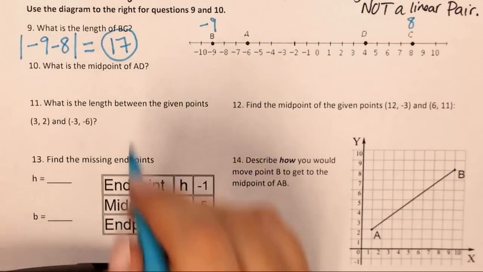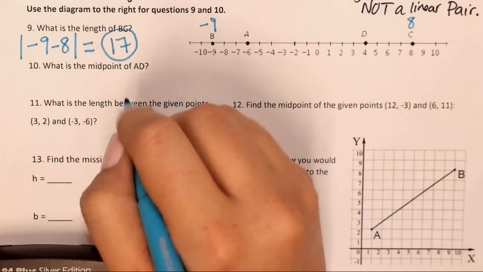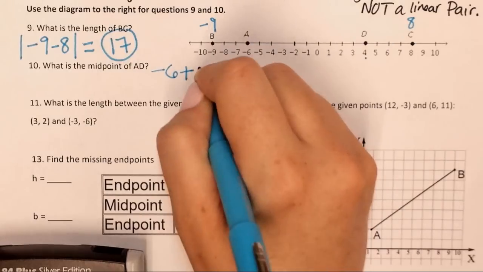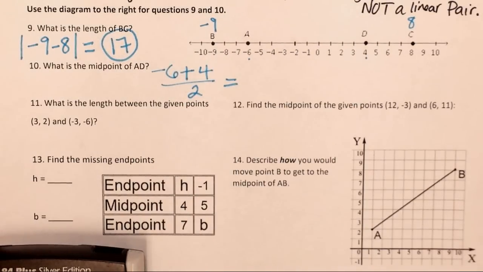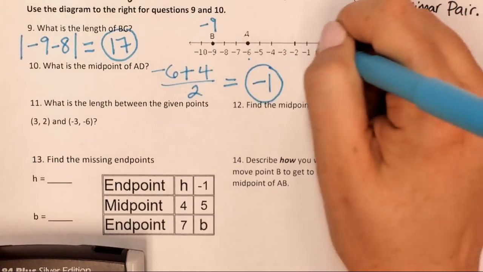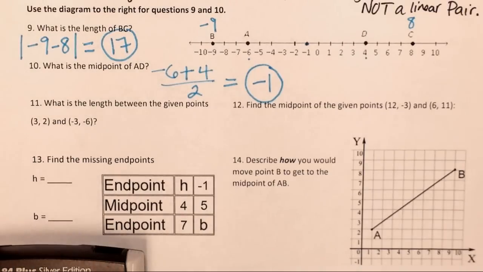Okay. What is the midpoint of AD? Midpoint formula just says that we add our 2 coordinates, so -6 and 4, and then divide by 2. So that's equal to -1. So that's the midpoint between A and D. Okay.